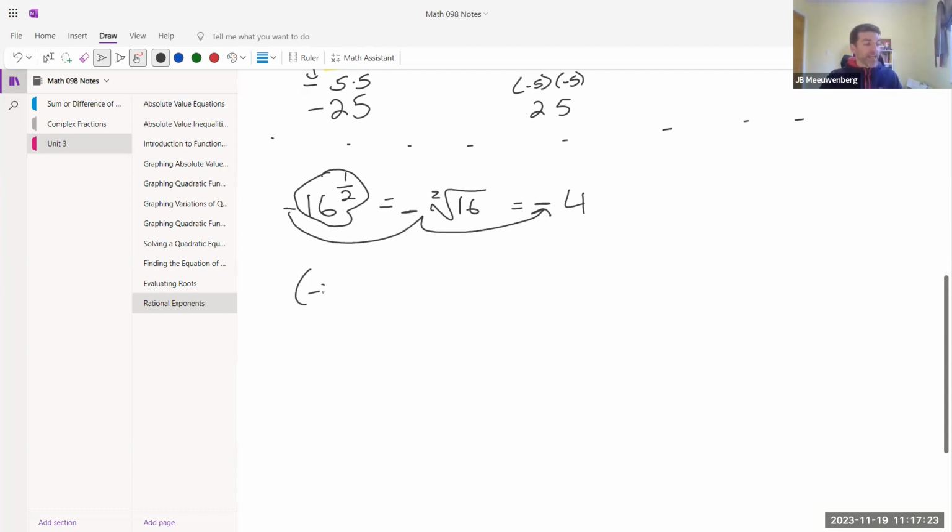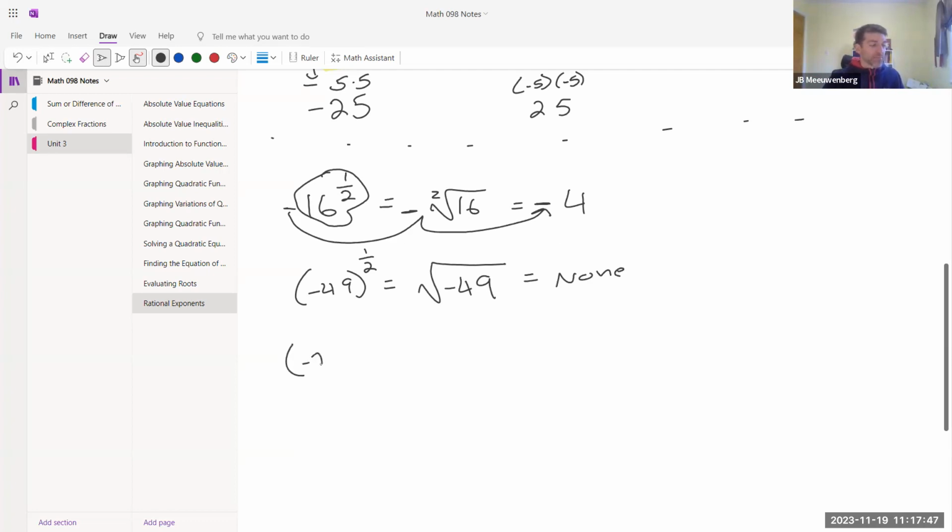Now, if we put negative 49 in parentheses with a 1/2 exponent, that's then trying to ask what's the square root of negative 49. And hopefully you remember that you can't do that. You can't take the square root of a negative number and get a real number answer. So we say that there is none here.